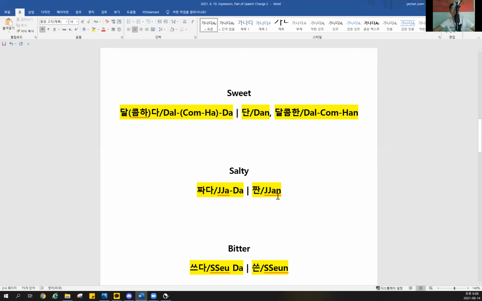So Korean youngsters really like to eat some really strong or impactful tastes. For example, after they eat some ice cream, suddenly they eat some 떡볶이, spicy and 맵고, 짜고, salty. So they really like to switch the taste so they can have some impact from their taste. So they really like to eat it.